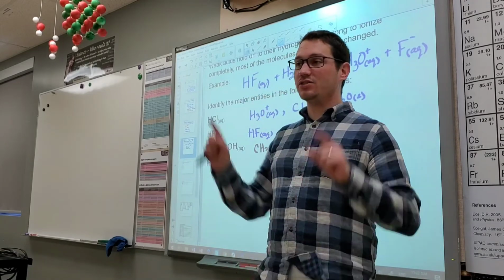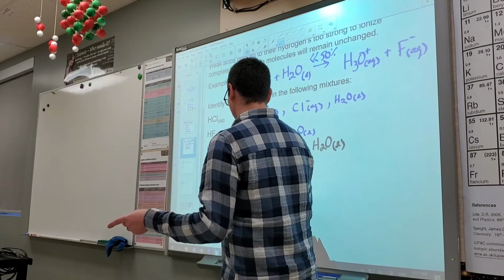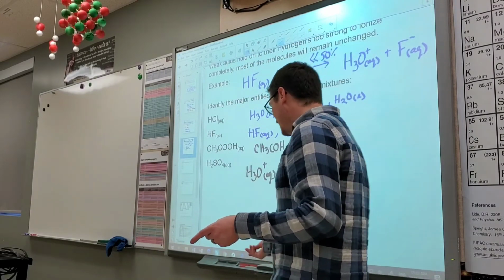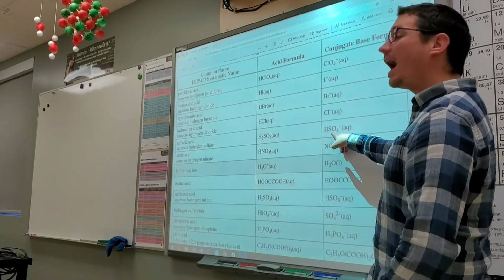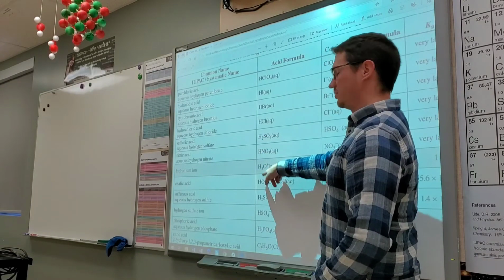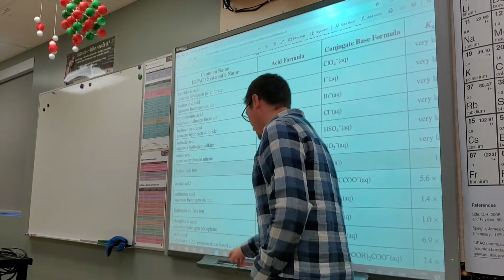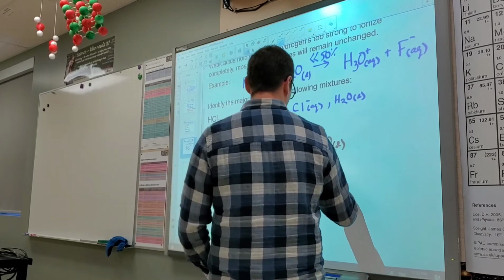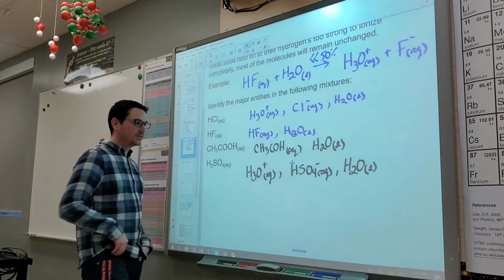Now, H2SO4, is that strong or is it weak? Oh, it's strong. So what's it going to make? HSO4 negative. It's not going to make the sulfate ion, right? It's going to make a hydrogen sulfate ion. So H2SO4 will split up into hydronium and HSO4 minus, the hydrogen sulfate ion, and water. Good?